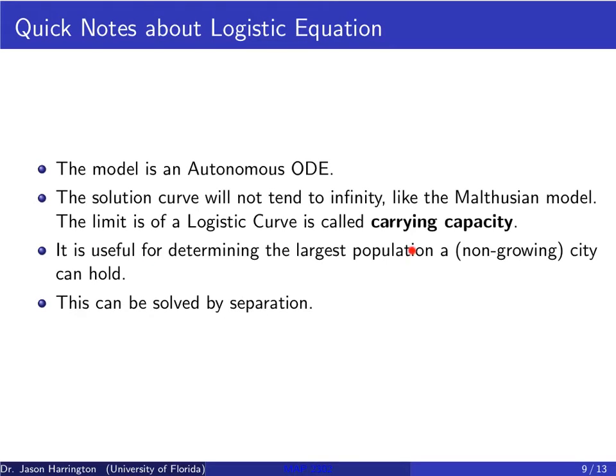It is useful for determining the largest population a non-growing city can hold. And I mean non-growing in the sense of the city itself. Like if the buildings were fixed, if all the resources were completely fixed at a certain rate inside that city, then this is the maximum capacity it could have. You could solve this by separation. Now I've got to be careful here because it's not as trivial as the previous one.